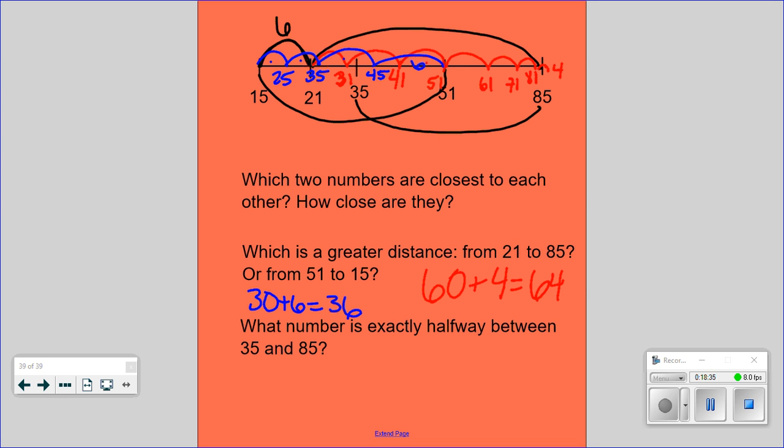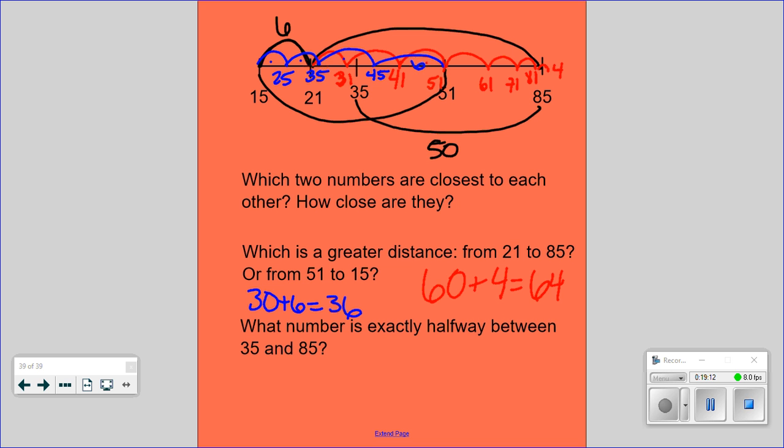This would be another good one to skip count by your 10s. 35, 45, 85. So it's a difference of 50. Remember, I was counting by 10s.